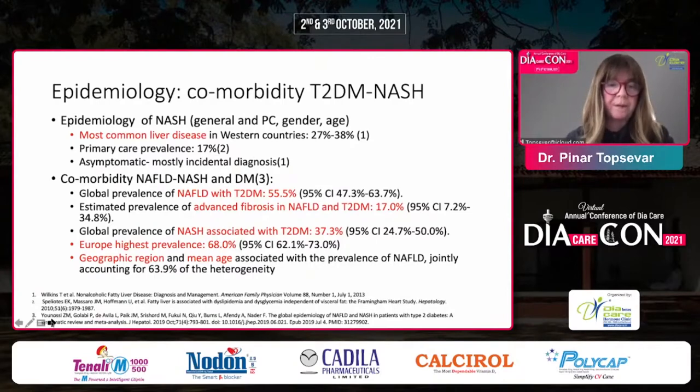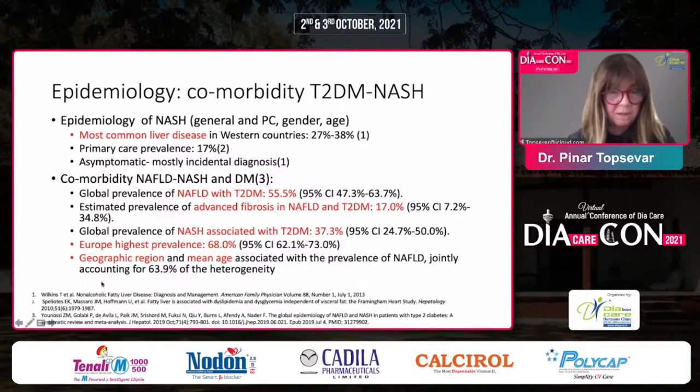And Europe is number one there, with the highest prevalence of 68%, contributing with the highest weighting to this global percentage of nearly 40%. And the predictors have been shown to be geographic region, as we can see that Europe had quite a high coexistence and was contributing highly to this global prevalence, and mean age.